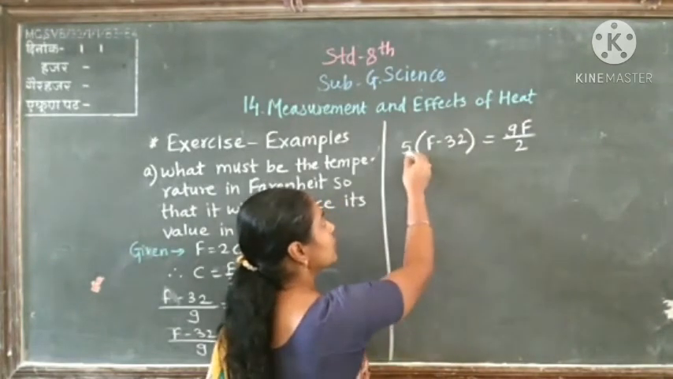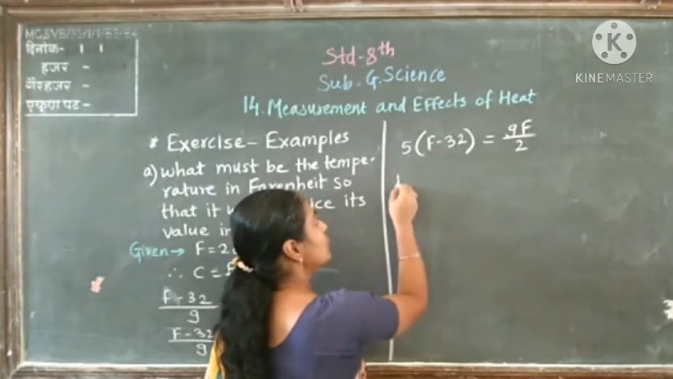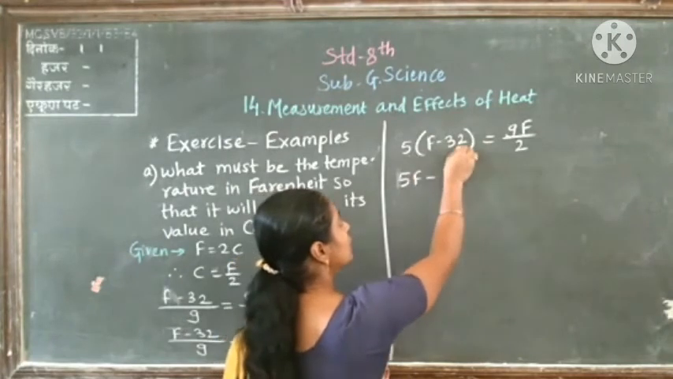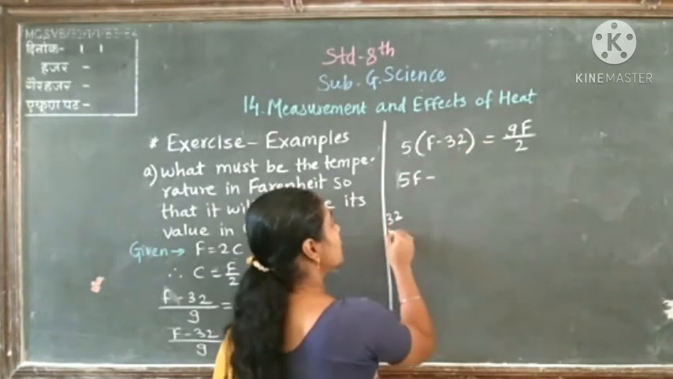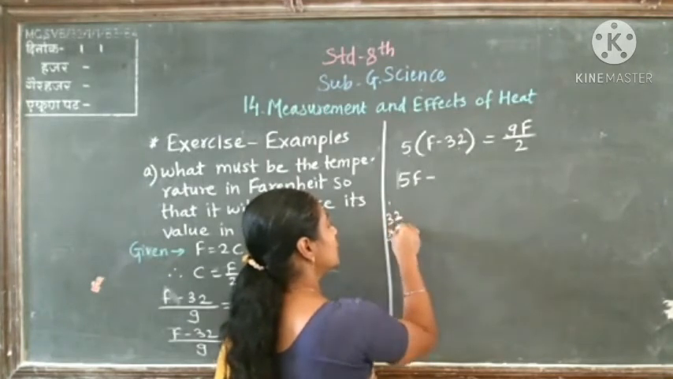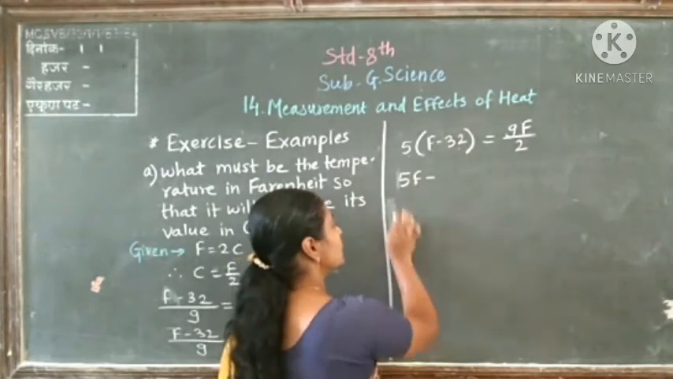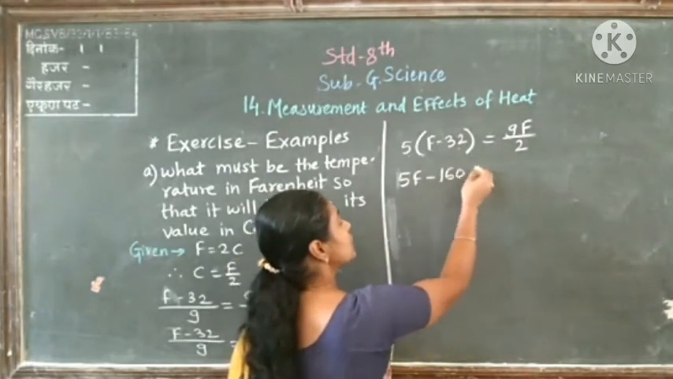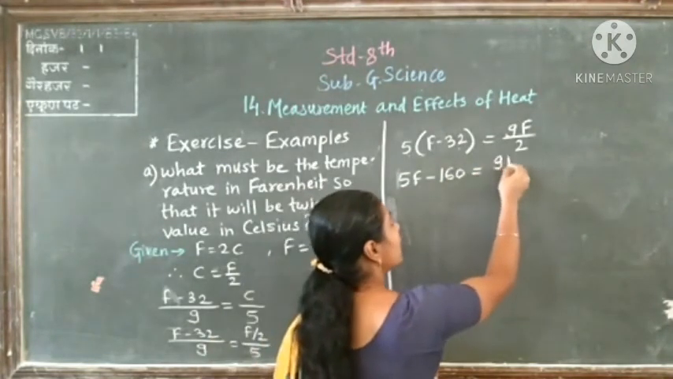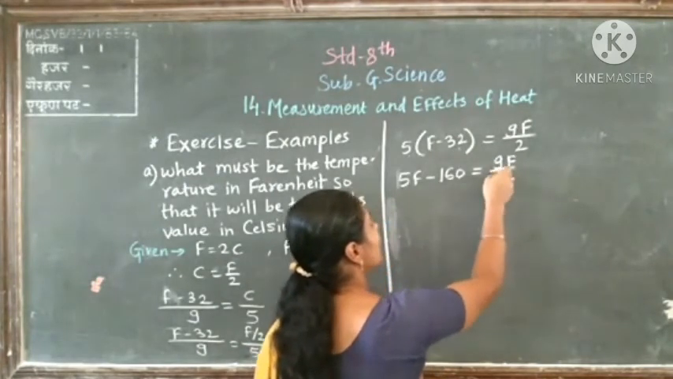Now let's solve this. Multiplication: 5 into F is 5F, minus 5 into 32, which is 160. Okay, so here 5F minus 160 is equal to 9F upon 2.